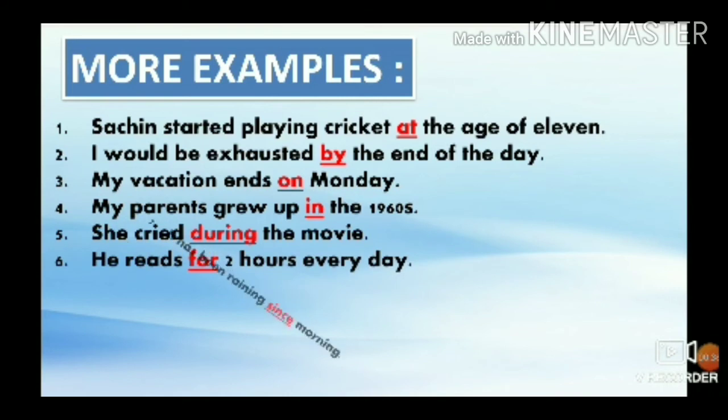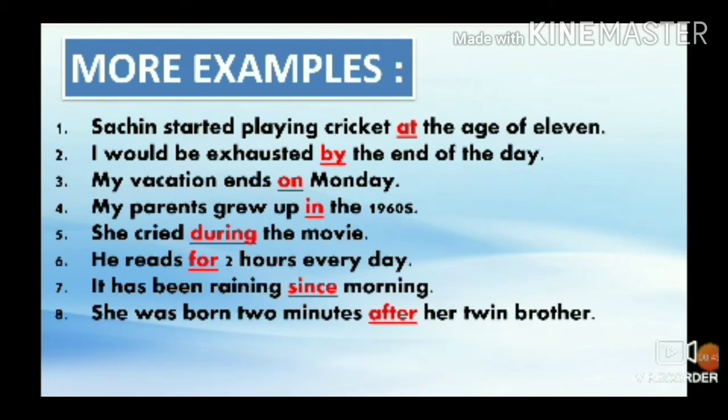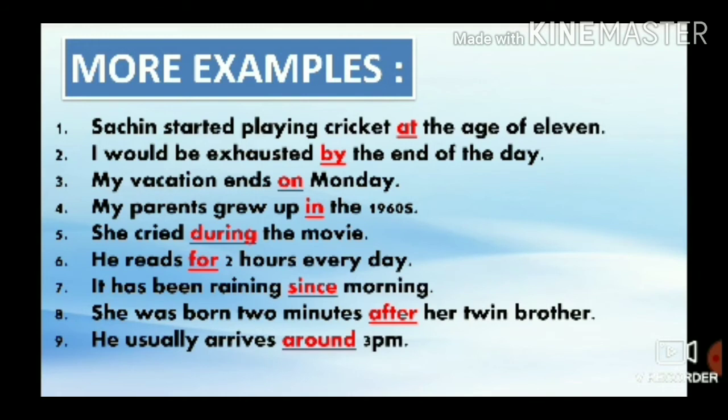He reads for 2 hours every day. For is the preposition. It has been raining since morning. Since is the preposition. She was born 2 minutes after her twin brother. After is the preposition. He usually arrives around 3 p.m. Around is the preposition. The store is open until midnight. Until is the preposition. So these are the prepositions of time.